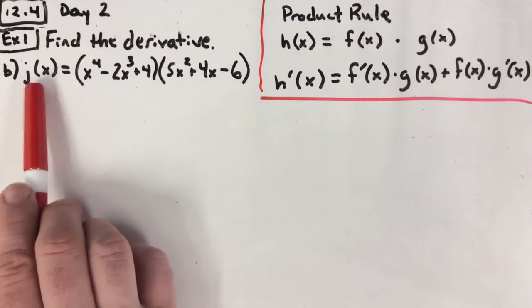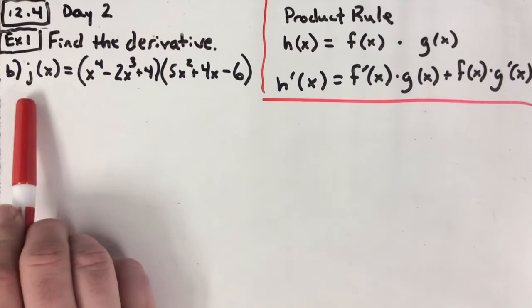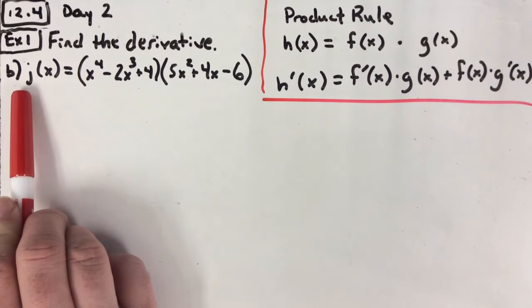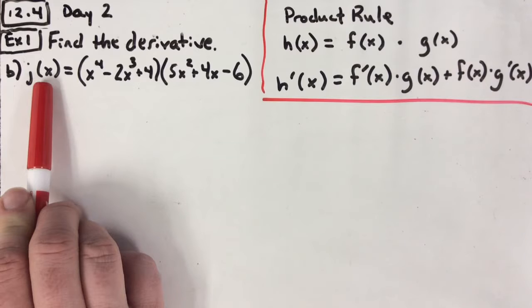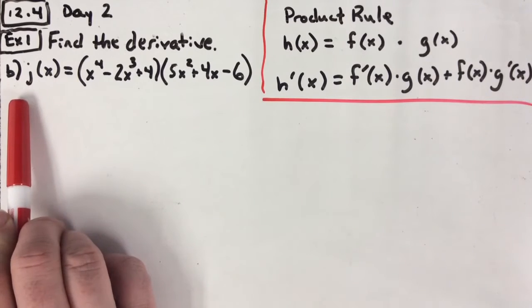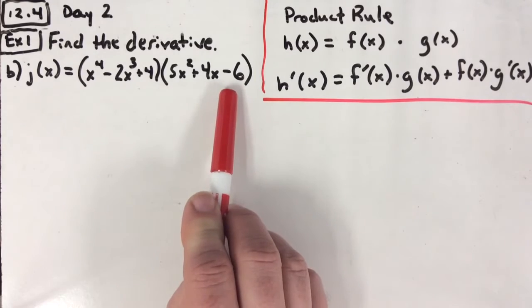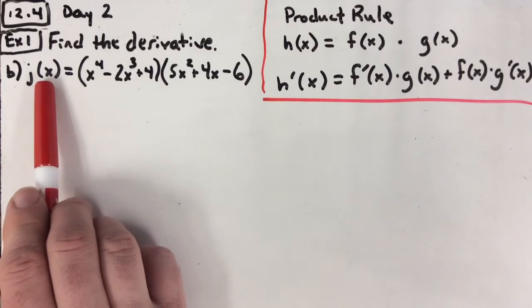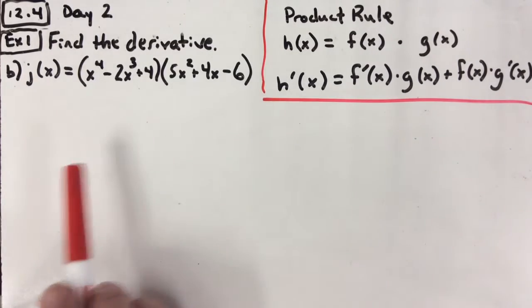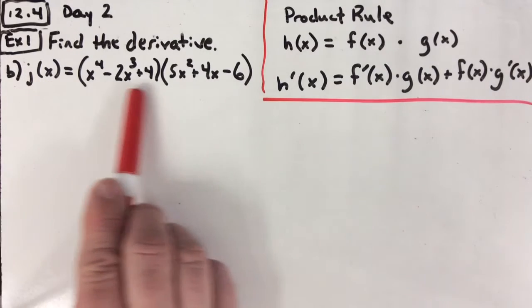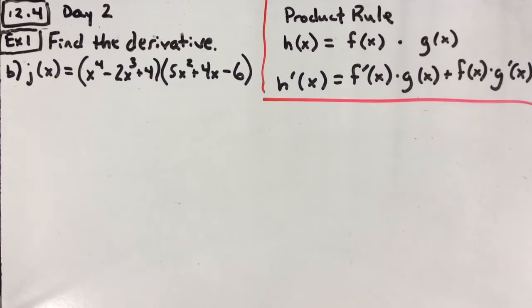For 2b, this time we have j of x in front. Again, this letter is just the function name. It might be a different variable here too, but those two will change as you go through. If this were j of t, then you would just have the variable t over here on the right side. If you like x's as you go through and do this for any of those problems in the book, if they put a different variable in here, go ahead and change it to an x if you want.